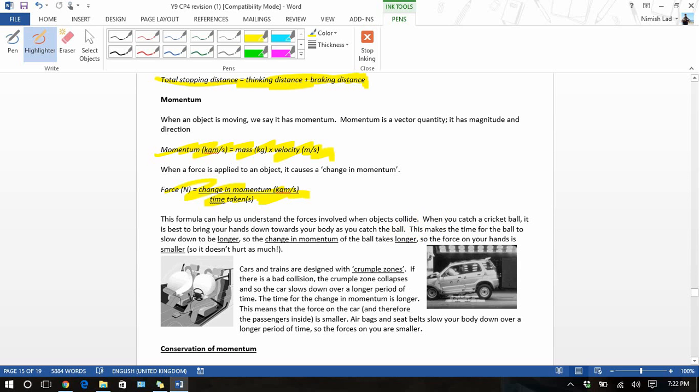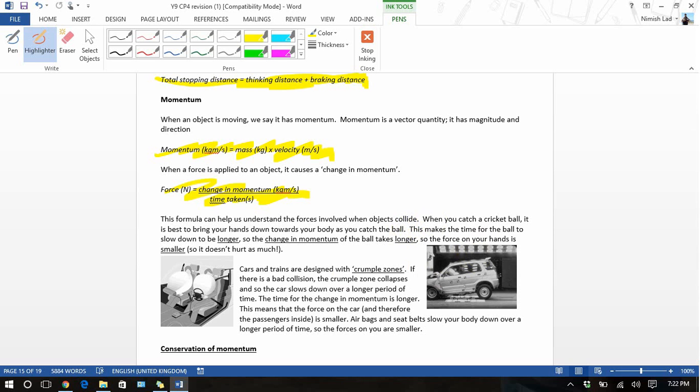If you're catching a ball, you bring your hands in to increase the time for the change of momentum, so it doesn't hurt your hands so much. Crumple zones do a similar sort of thing in cars. They increase the time for the change of momentum to make sure there's not a large force actually applied on something inside the car.